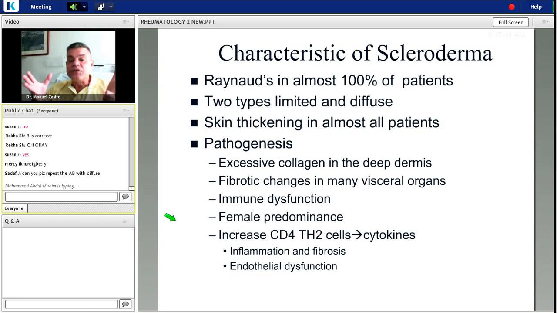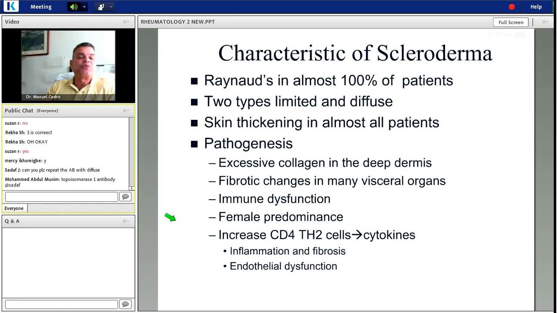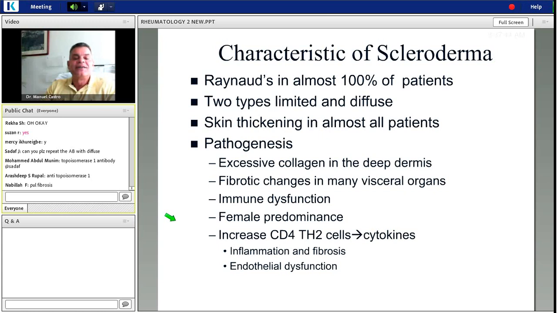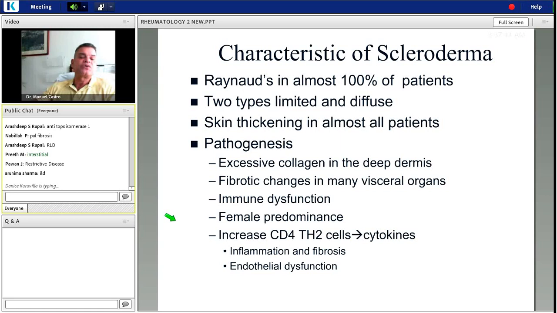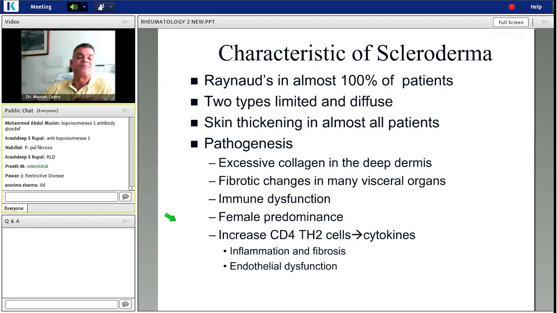Now, what is the pathogenesis? It's excessive collagen deposition in the deep dermis, with fibrotic changes in many of the visceral organs. That's why these patients can develop shortness of breath on exertion and a dry cough. What would you think of? That would be fibrosis of what? Pulmonary fibrosis, right? So you're going to have fibrotic changes in many organ systems. You can have fibrosis of the heart, and these patients can have a restrictive cardiomyopathy.